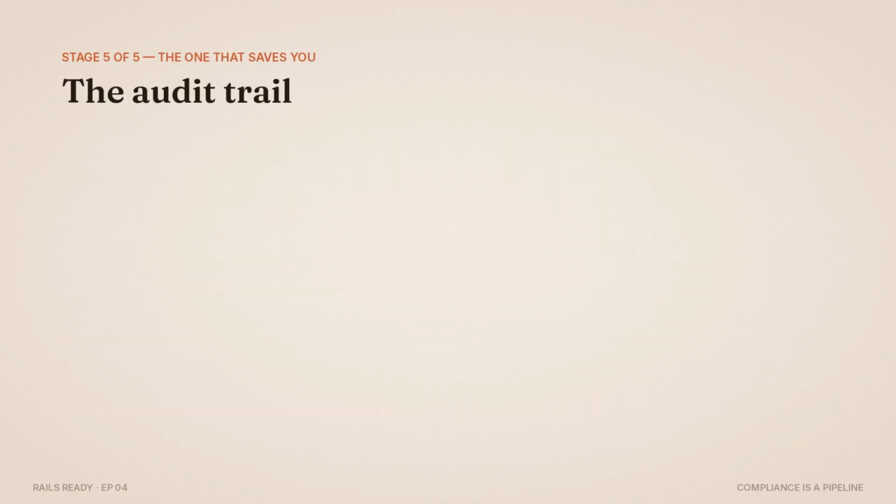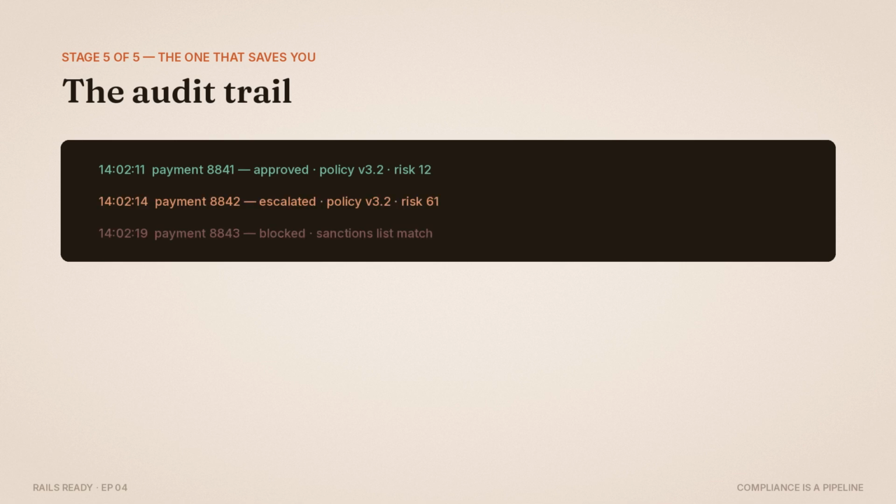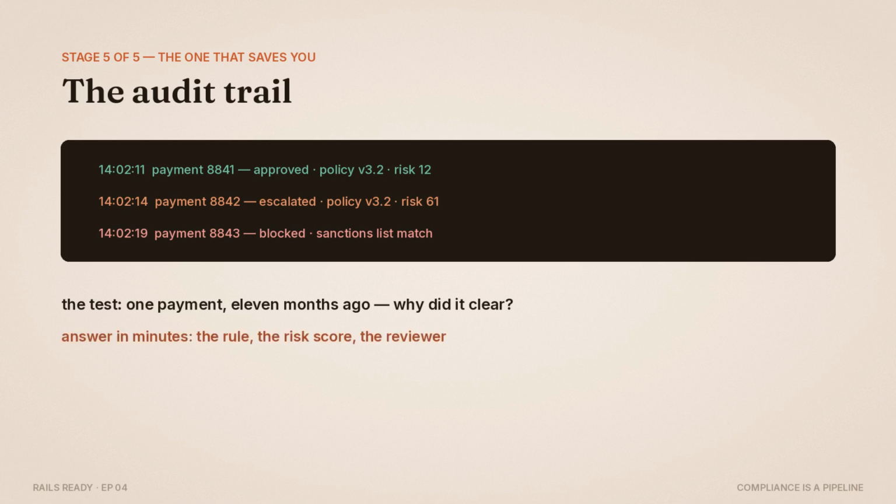Stage 5, and the one that saves you in an examination. The audit trail. Every automated decision, approved, blocked, escalated, written to an append-only log with the policy version that made it. The test is concrete. A regulator asks why one specific payment cleared 11 months ago, and you answer in minutes with the rule, the risk score, and the reviewer. Companies that pass examinations are the ones that treat the audit log as a product, not a byproduct.